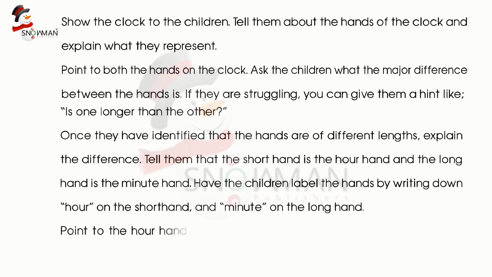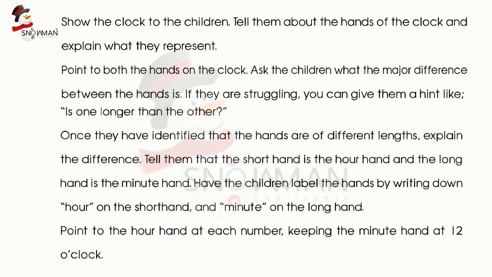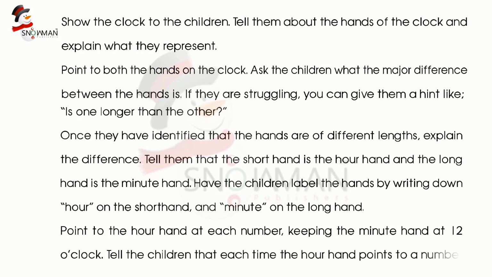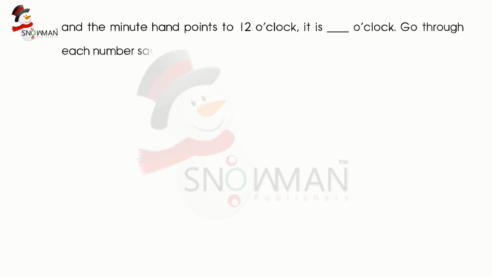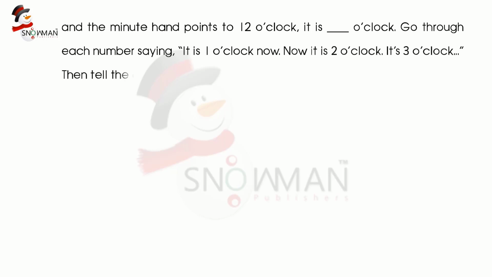Point to the hour hand at each number, keeping the minute hand at 12 o'clock. Tell the children that each time the hour hand points to a number and the minute hand points to 12 o'clock, it is dash o'clock. Go through each number saying, it is 1 o'clock now. Now it is 2 o'clock. It's 3 o'clock. Then tell the children to repeat what they just did.